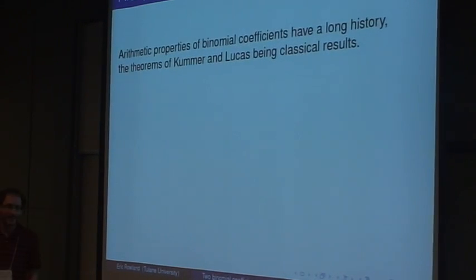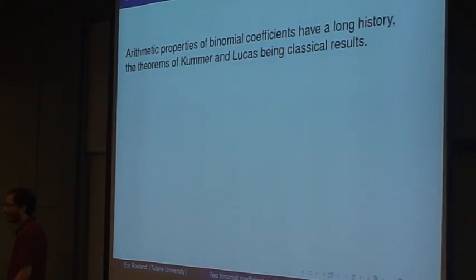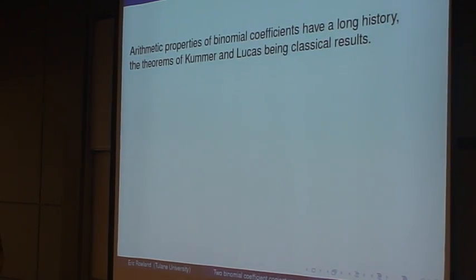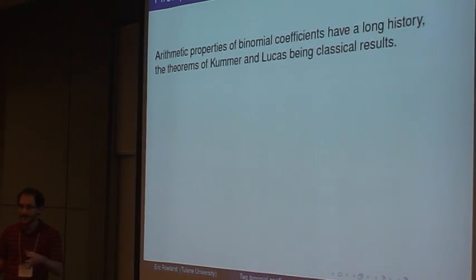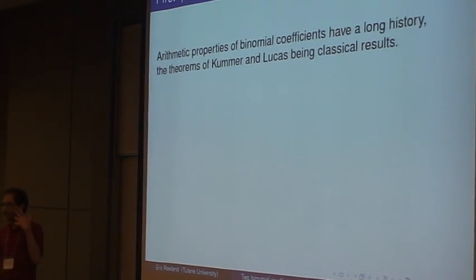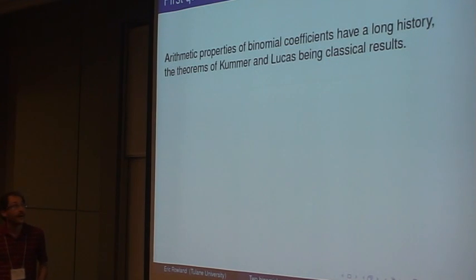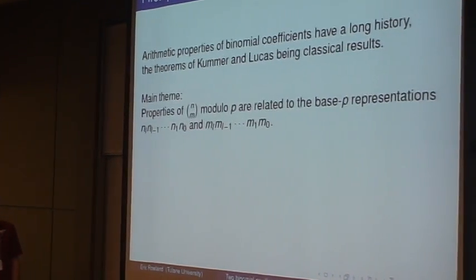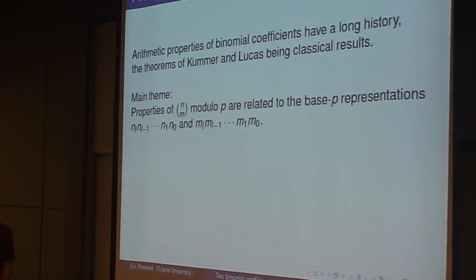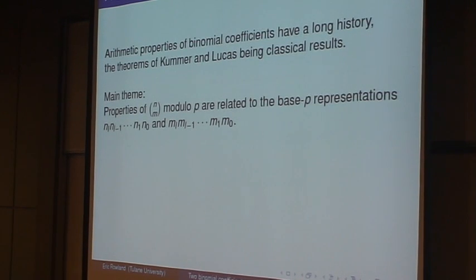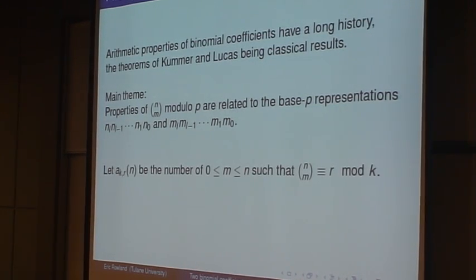The theorems of Kummer and Lucas are two classical theorems about binomial coefficients that have to do with something related to a prime p. Either we want to know the highest power of p that divides n choose m, or we want to know what n choose m is modulo p. The main theme in a lot of these theorems is that you look at the base p representations of n and m, and that tells you a lot about what happens at p.